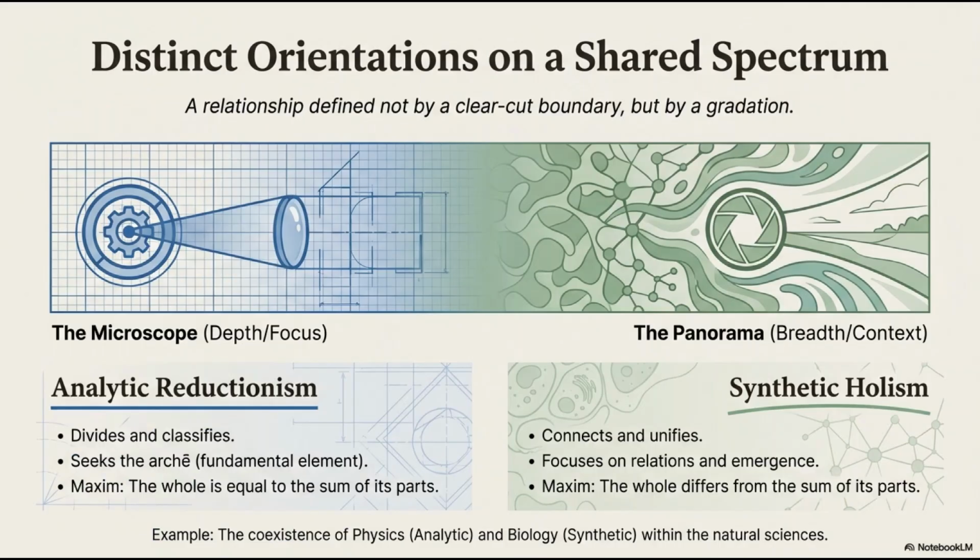We can think of these two approaches as being on a shared spectrum. Analytic reductionism acts like a microscope, providing depth and focus. It functions by dividing and classifying, adhering to the principle that the whole is simply the sum of its parts. Conversely, synthetic holism acts like a panorama, providing breadth and context. It connects and unifies, focusing on relations and the emergence of new properties, operating on the principle that the whole is always something more than its parts. Consider the natural sciences. Physics relies on the analytic to find fundamental truths, while biology leans on the synthetic to understand the interconnected web of life.